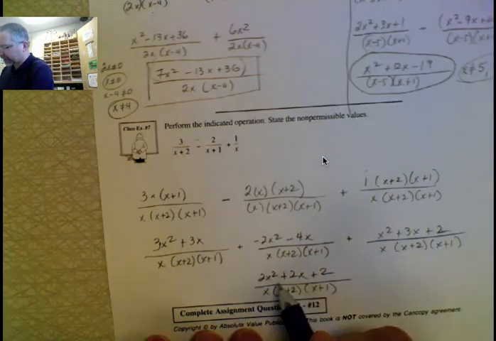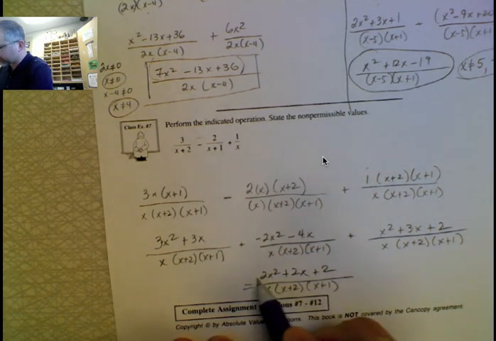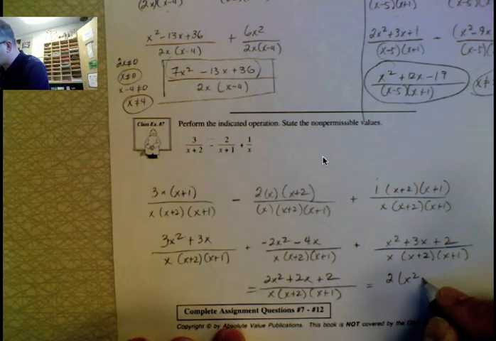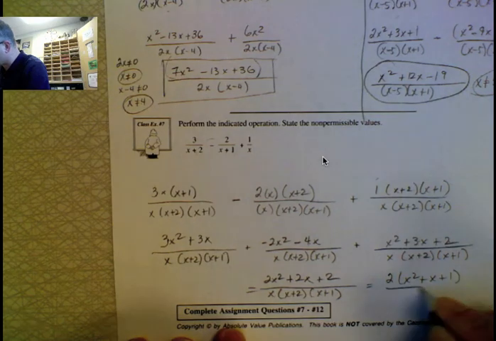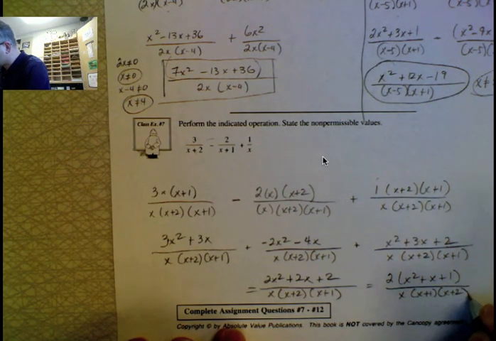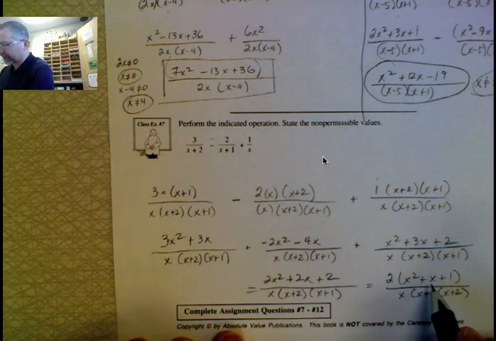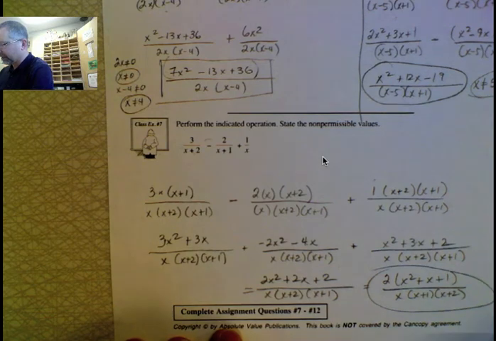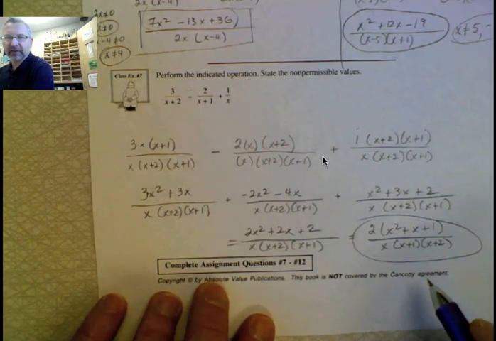Now, I can factor this numerator. I can take out a common factor of 2, leaving me with x squared plus x plus 1. Now, there's nothing else I can do to factor this. This is in simplest form. I've factored it completely. They also want our non-permissible values.